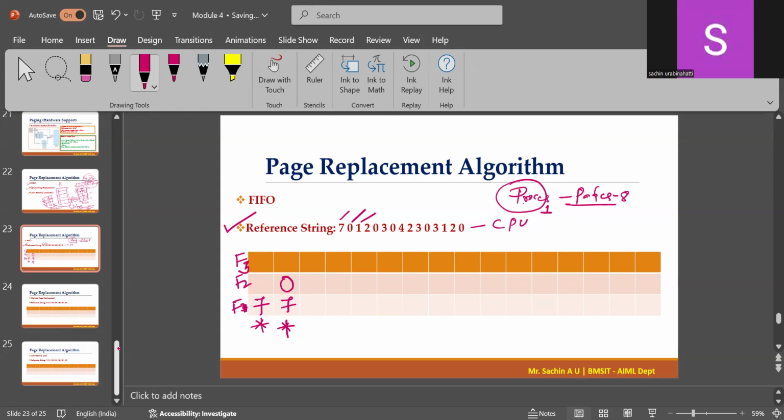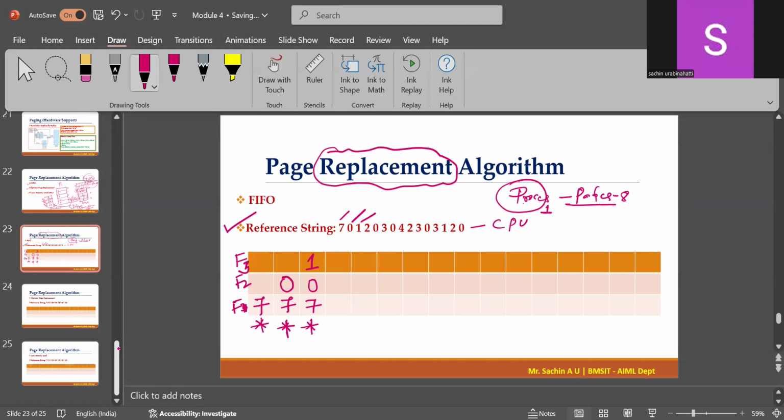Is 1 present in the main memory? No, 7 and 0 are present. 1 is not present, so definitely it is a page fault. When there is a page fault, check whether there are any empty slots. Yes, I have an empty slot, so store that here. If there are no empty slots, then I have to replace one page and bring in the other page.